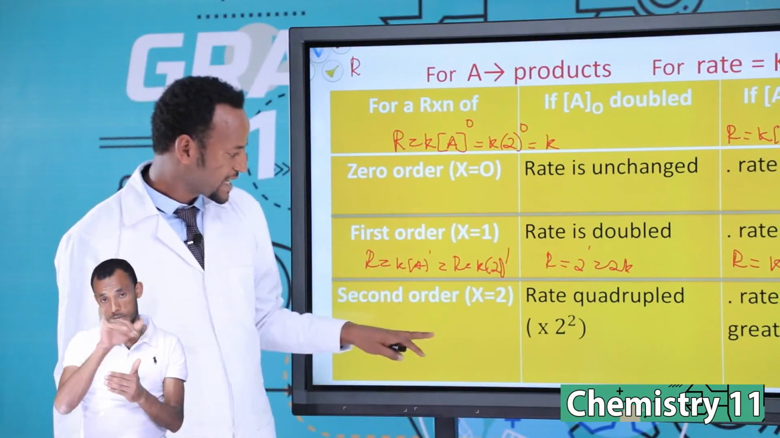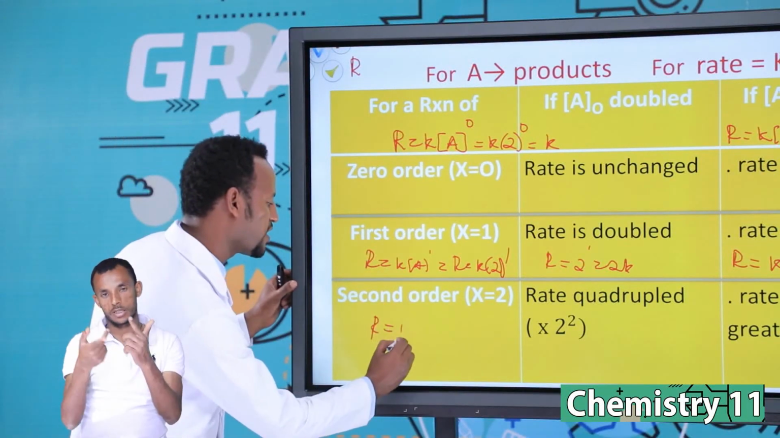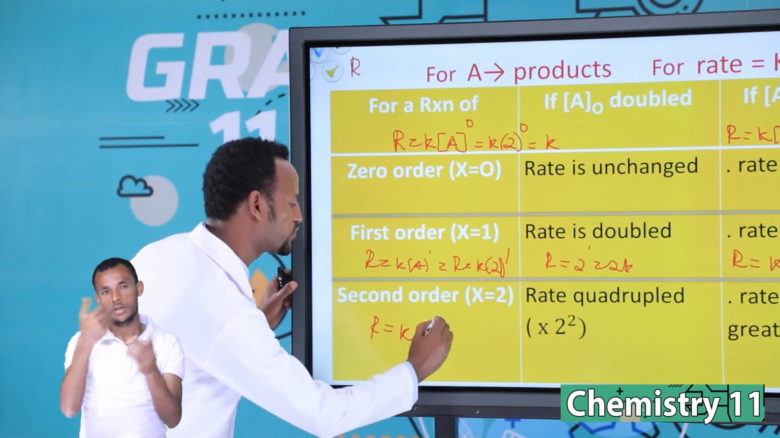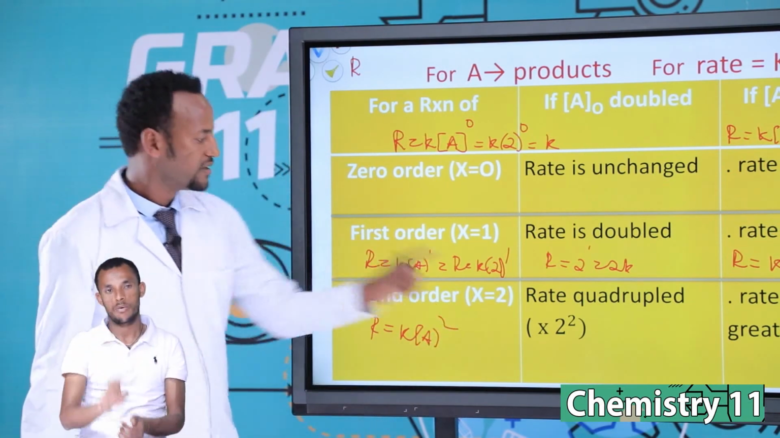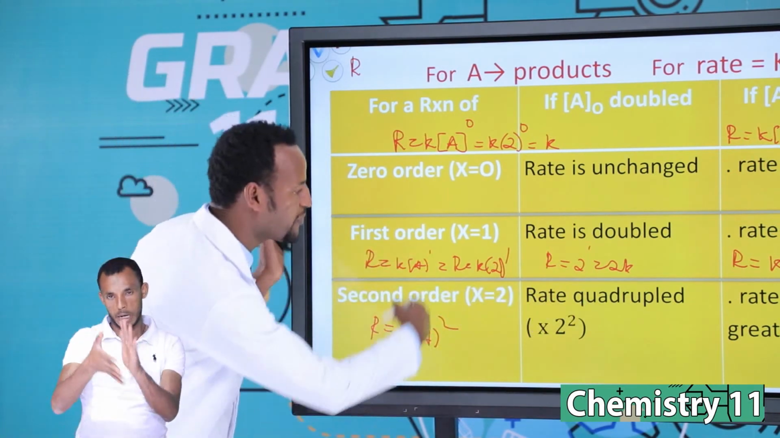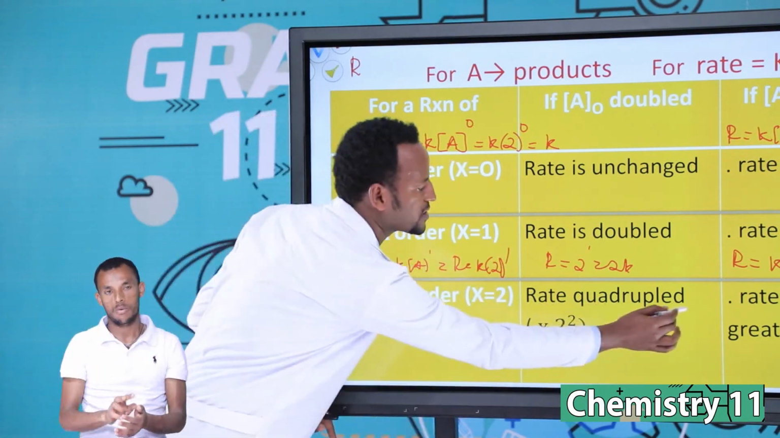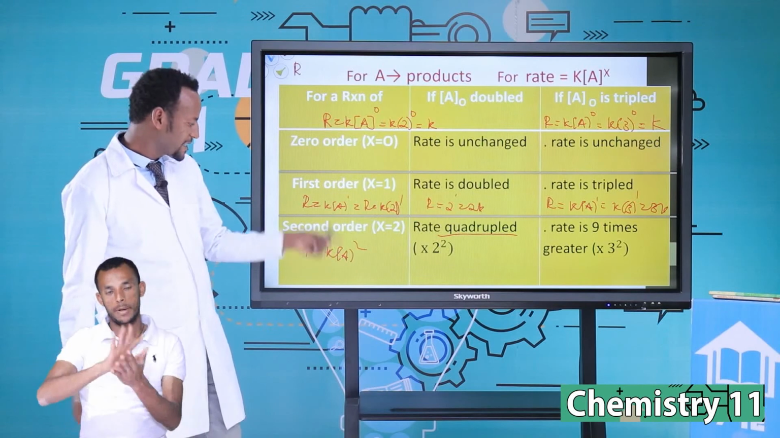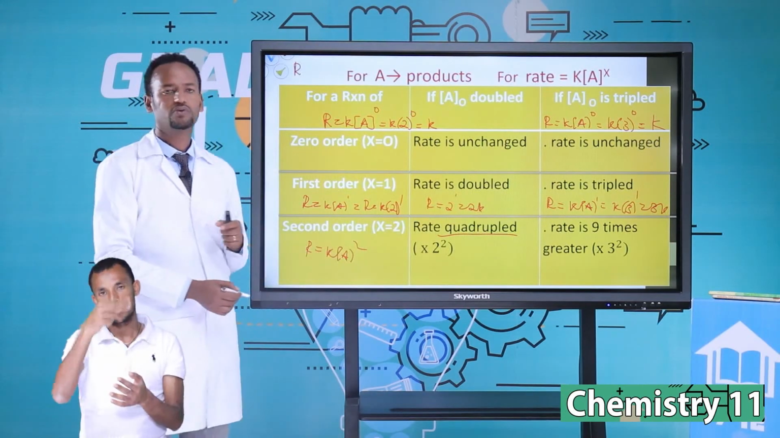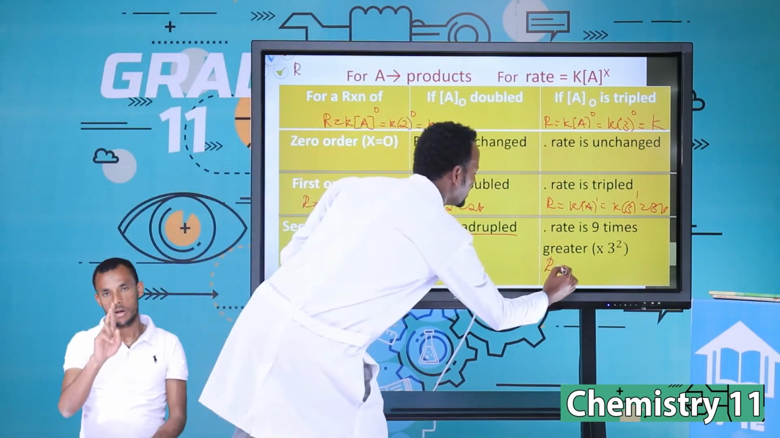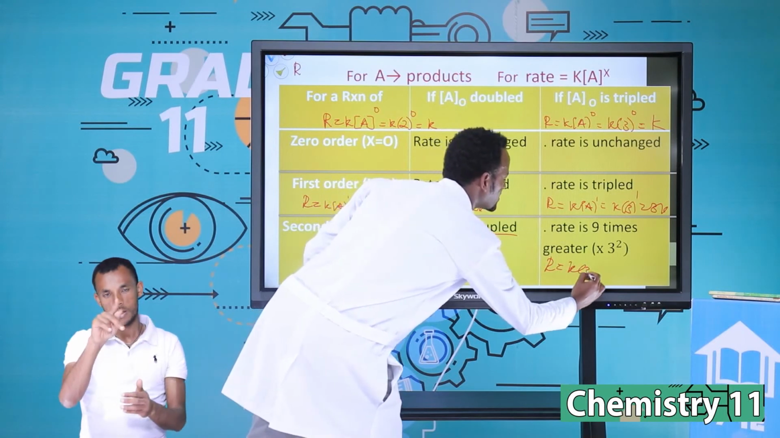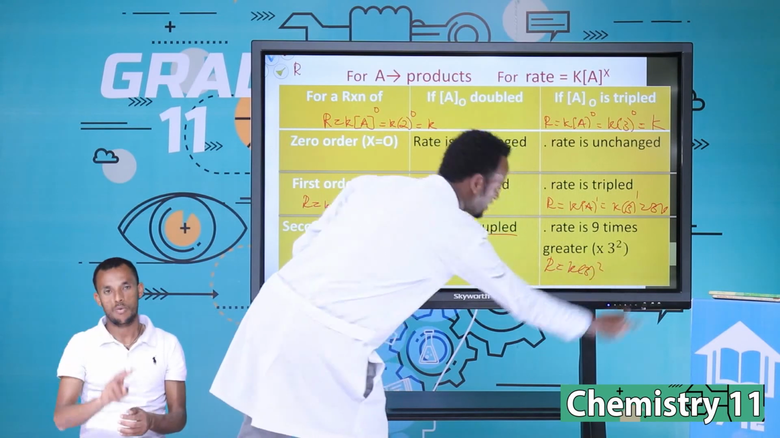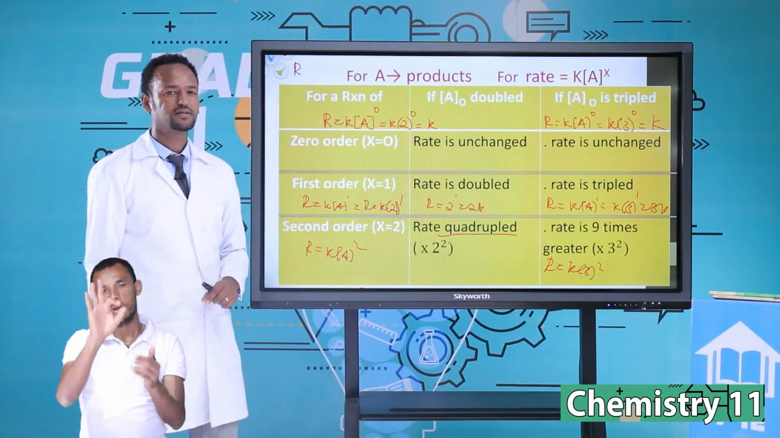Similarly, for second order reaction, R is equal to K A to the power of 2. Doubled means 2 to the power of 2. 2 to the power of 2 is what? 4, quadrupled. Second order reaction, tripled means 3 to the power of 2. R is equal to K times 3 to the power of 2. 3 to the power of 2 is 9, so rate increases 9 times.